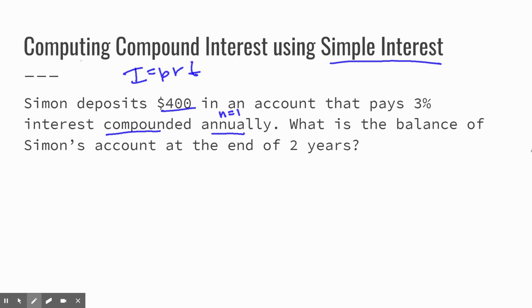So we're going to use this simple interest formula, but we're going to do it twice, right? So we're going to say year 1.